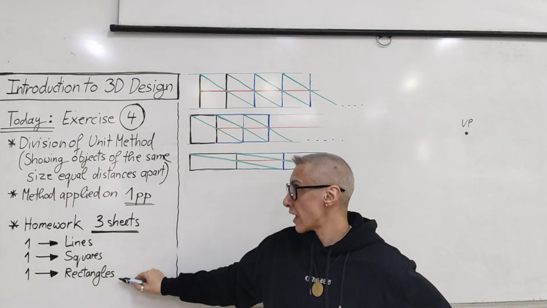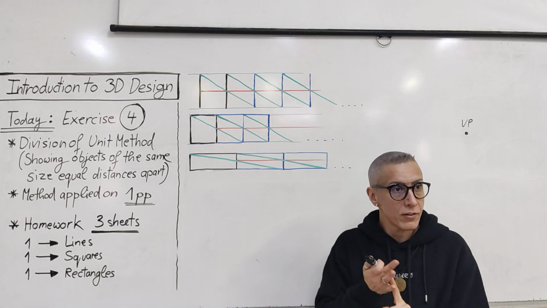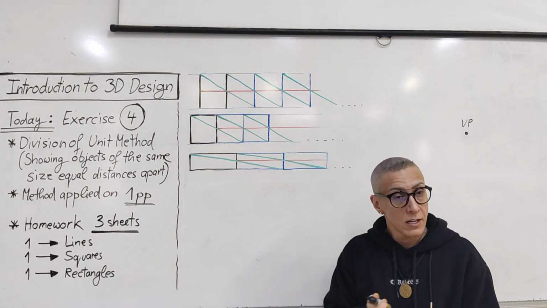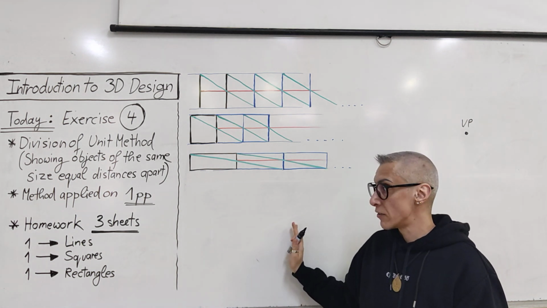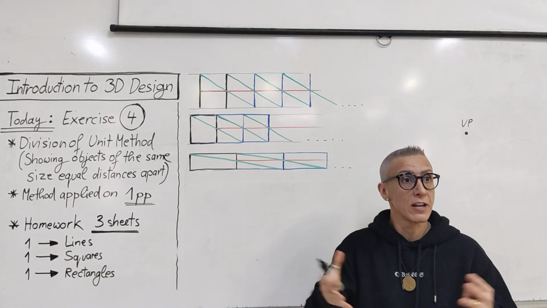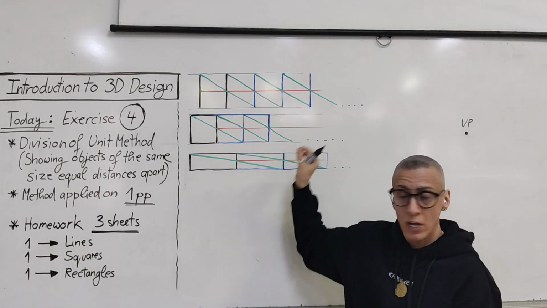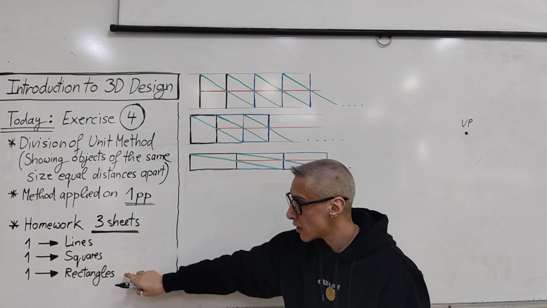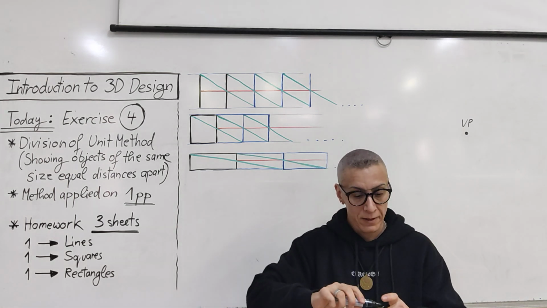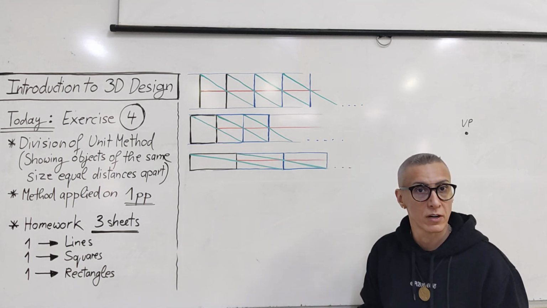And another sheet, rectangles, so elongated objects. So 2D surfaces, okay, only. This time I didn't give you any real objects to draw, just to understand the application of this division method on lines, squares, rectangles, okay, this time. And then we will move on to other stuff.